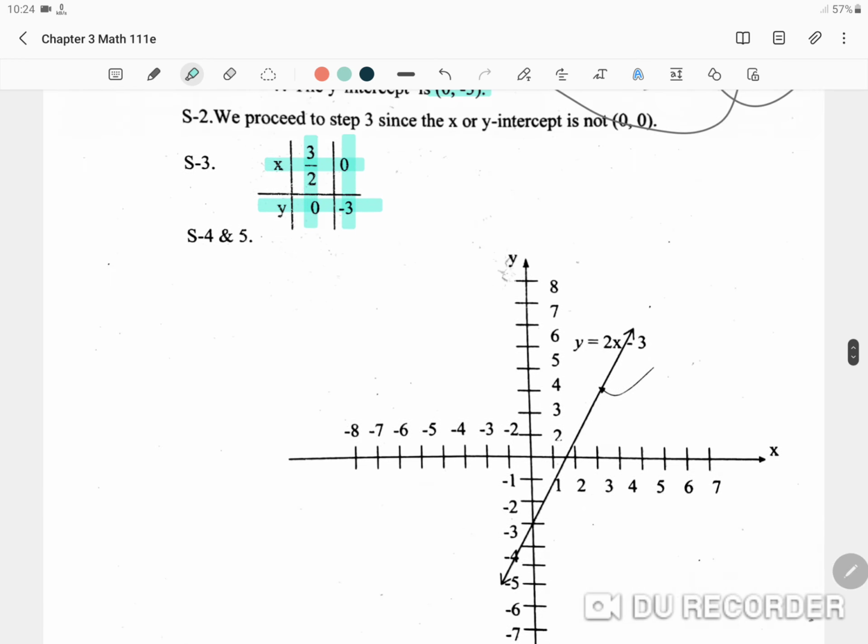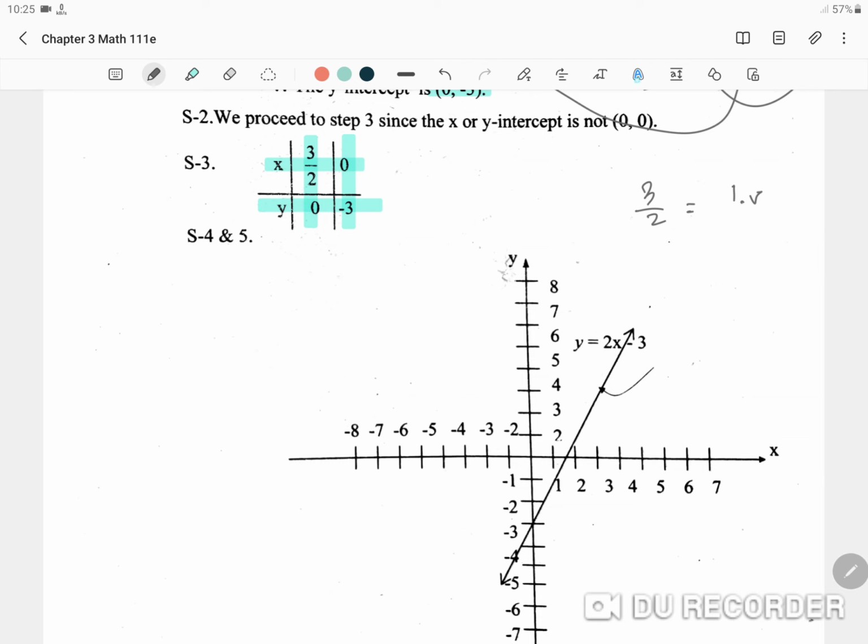So, we need to locate 3 over 2. X is equal to 3 over 2. 3 over 2 is, ano bang 3 over 2? 3 over 2 is 1.5, di ba? 3 over 2, okay, sulat natin. 3 over 2 is equal to 1.5. So, ilocate natin yung 1.5 sa graph.